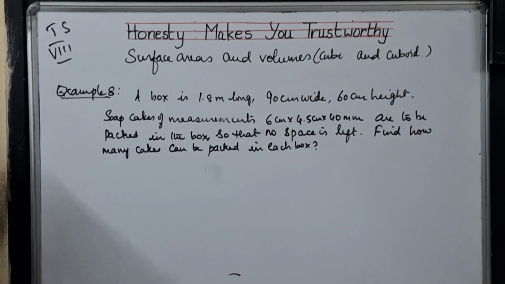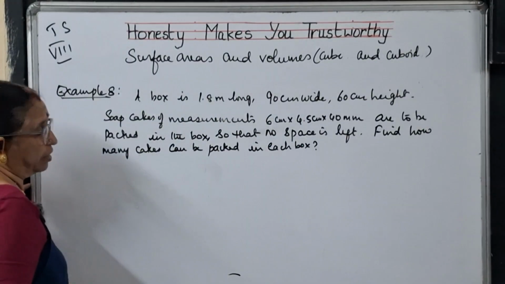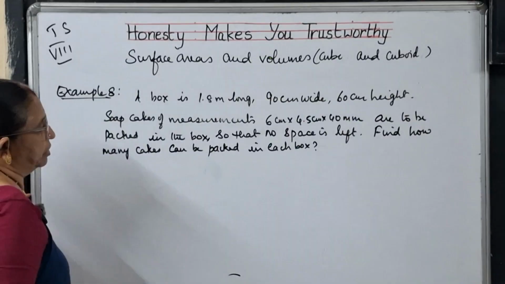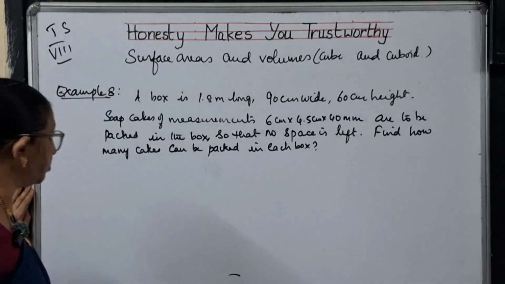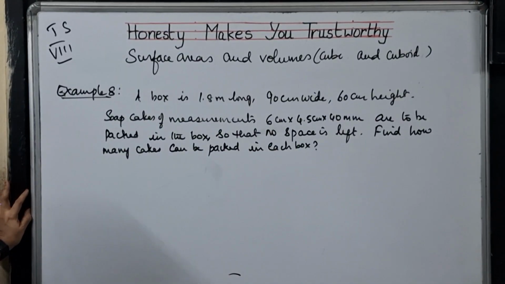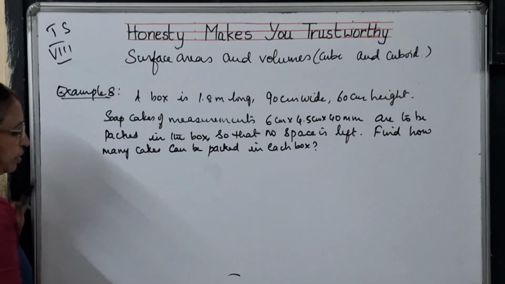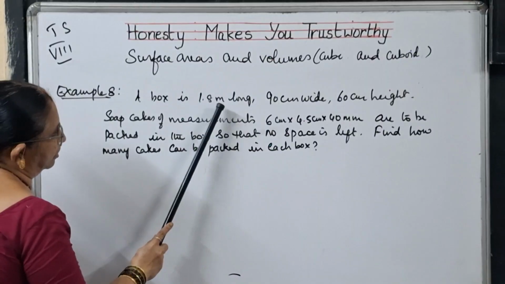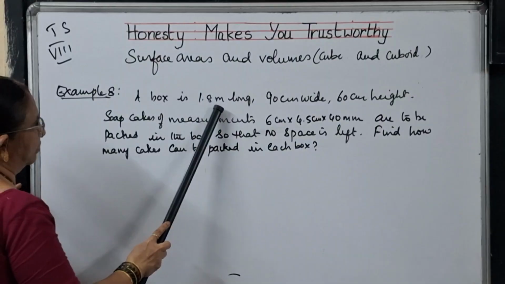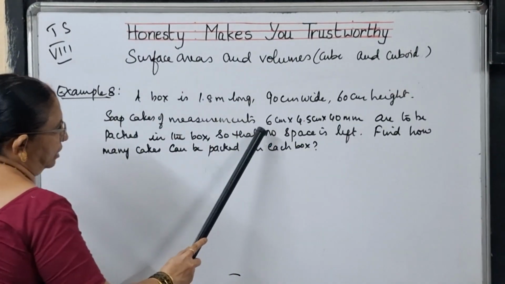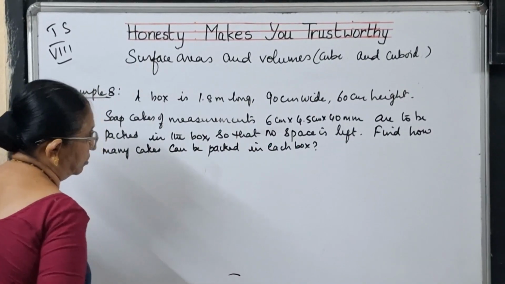Now example 8. A box is 1.8 meters long, 90 centimeters wide, 60 centimeters height. Soap cakes of measurements 6 centimeters into 4.5 centimeters into 40 millimeters are to be packed in the box so that no space is left. Find how many cakes can be packed in each box. Here, the length is in meters and the breadth and height are in centimeters, so we have to convert meters into centimeters. Also for the cake, the last measure is in millimeters, so we have to convert that into centimeters too.